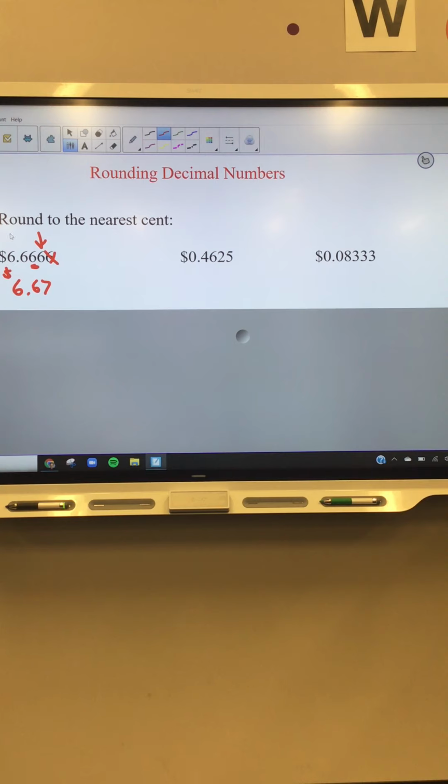Even if it's less than halfway, you would have to bump it up if you're going to be paying for it? No. They would still round down the same way we do in mathematics.